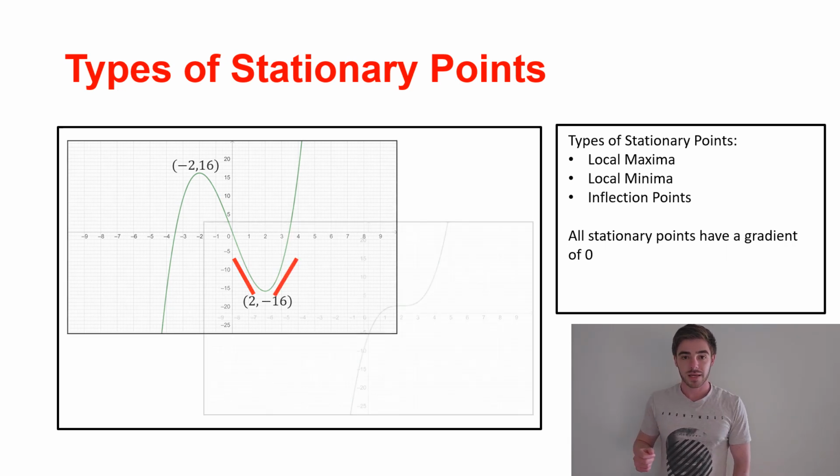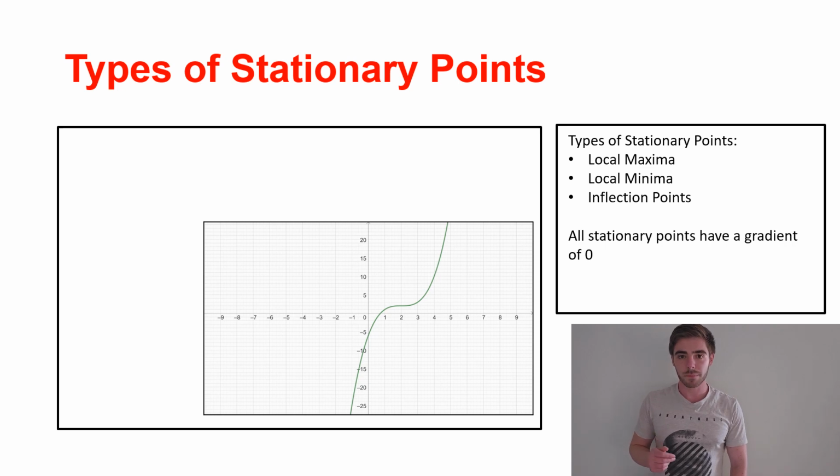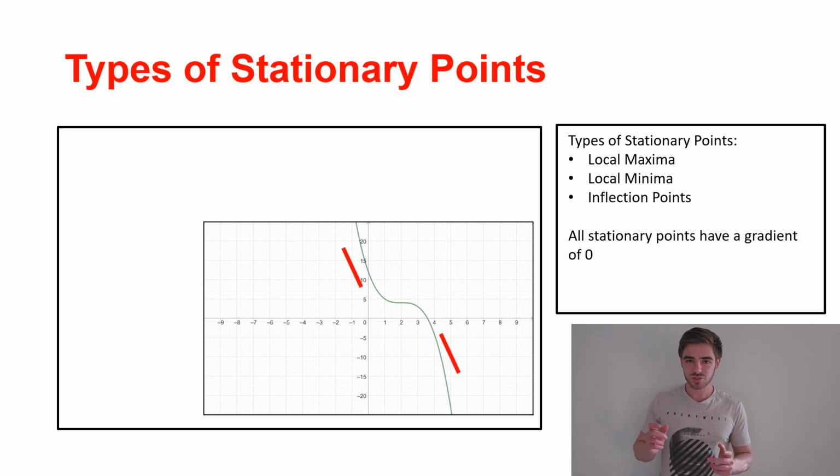And lastly, we can talk about inflection points, which on this graph appears at 2, 2. Just like the previous two stationary points, we can observe an inflection point by observing the gradient either side of that point. But unlike the other two points, there are two possibilities for inflection points. Firstly, we have an inflection point if the gradient to the left is positive and the gradient to the right is also positive, just like in this example. And lastly, we could also have an inflection point if the gradient to the left and right is negative. As long as the gradient doesn't flip either side of the stationary point, then you have an inflection point. Just to be clear, every stationary point has a gradient of 0. All we're doing here is observing the gradient before and after the stationary point.